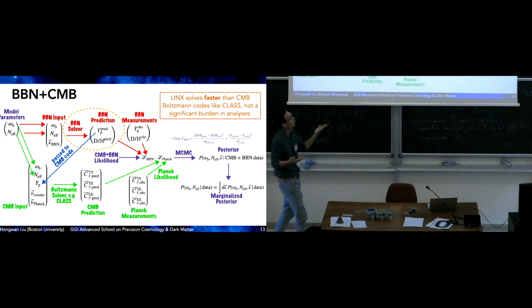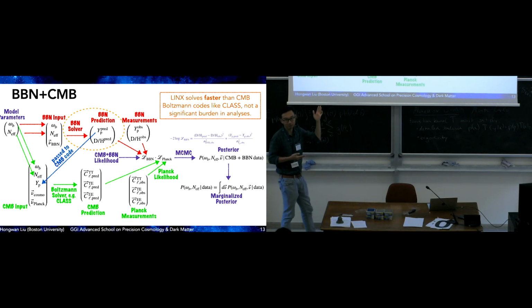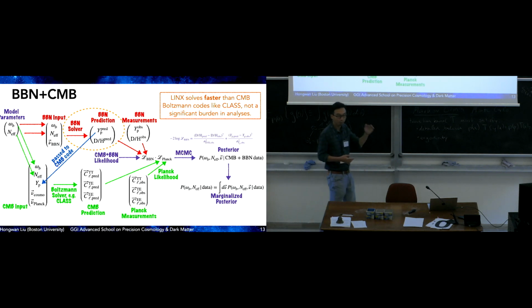Compared to a Boltzmann code, a BBN solver isn't that much. So you really do want it to be at least faster than CLASS, so that when you do a joint analysis, you're not being limited by the BBN code. Because of this, you can just slot it into any CMB and BBN analysis, and you won't notice much of a difference.